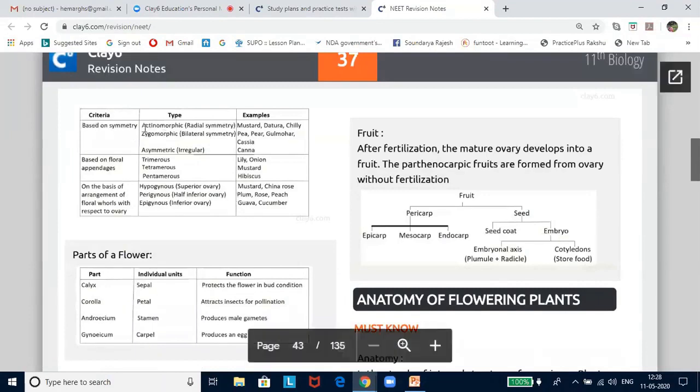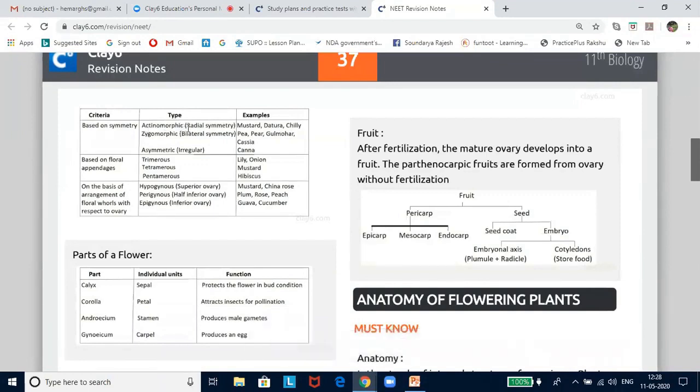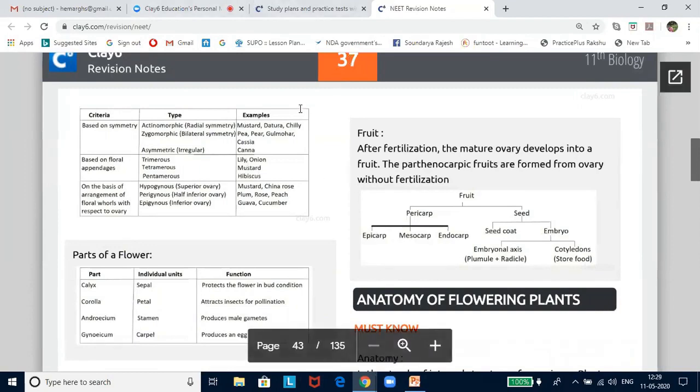It is based on the symmetry. So based on the symmetry, if a flower can be divided into two halves by a plane passing through its center, then it is known as an actinomorphic flower. It is similar to radial symmetry of the animal kingdom. Examples: mustard, datura, and chilli.